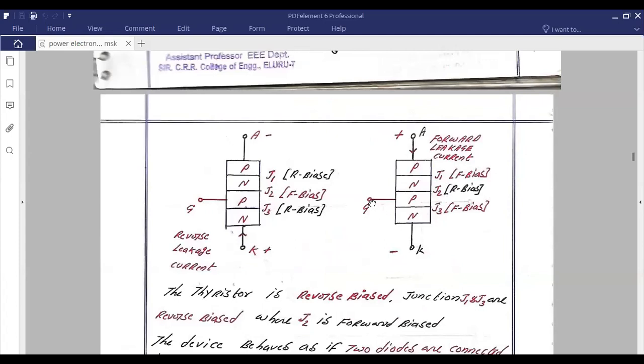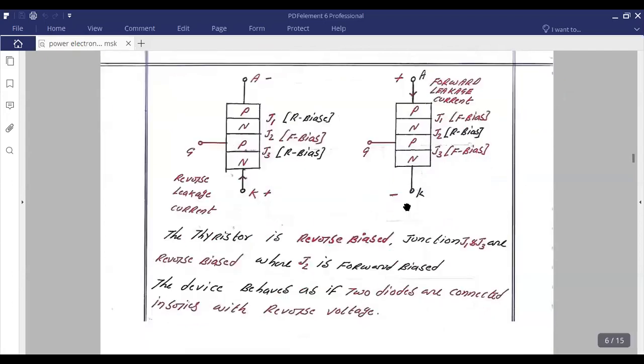We are going to inject a charge such that this P layer becomes more positive than this N layer. When this P layer becomes more positive than this N layer, this junction becomes forward biased. When this junction becomes forward biased, there is free mobility of electrons from the anode to the cathode, which can be treated as a conducting state.